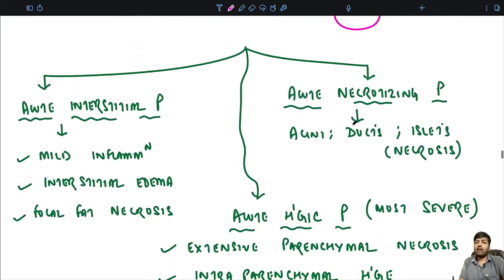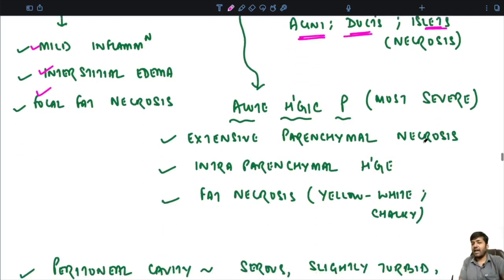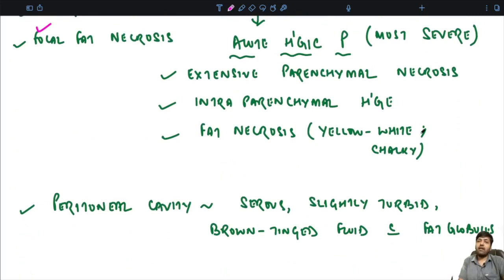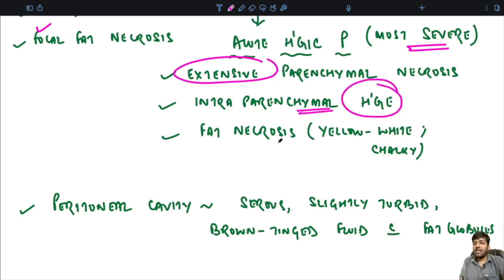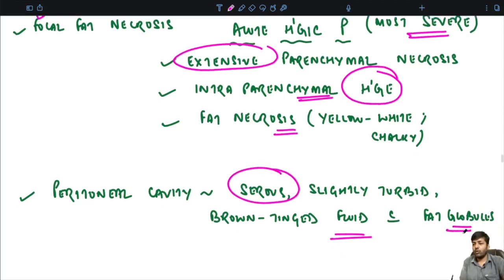So what are some of the microscopic appearances? You can get acute interstitial pancreatitis characterized by mild inflammation, interstitial edema and focal fat necrosis. Then you can have acute necrotizing pancreatitis characterized by necrosis of acinar ducts as well as, to some extent, the islets. Then we have acute hemorrhagic pancreatitis, which is the most severe form, characterized by extensive parenchymal necrosis, intraparenchymal hemorrhage as well as fat necrosis characterized by chalky white yellowish deposits. In the peritoneal cavity, you might see serous, slightly turbid, brown tinged fluid with fat globules.